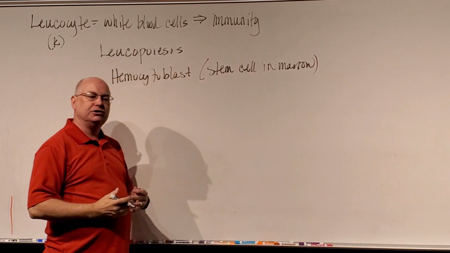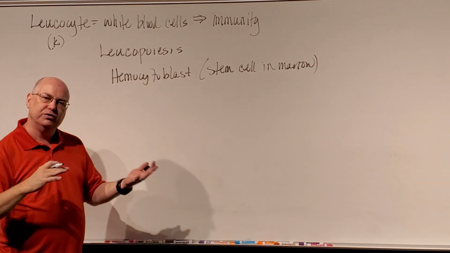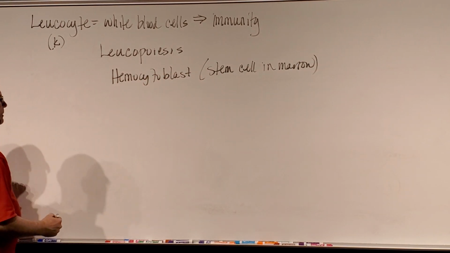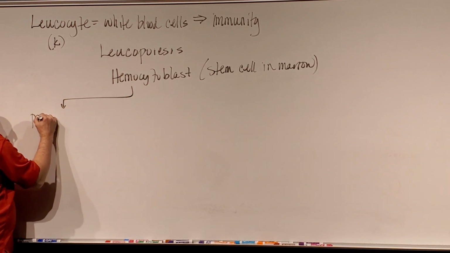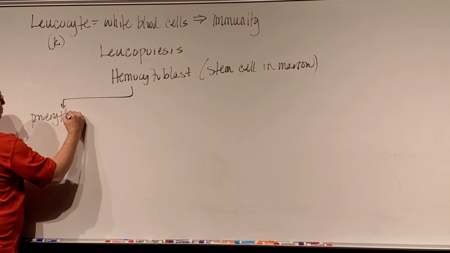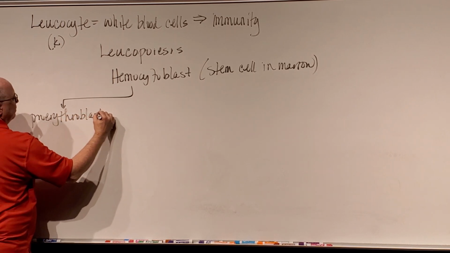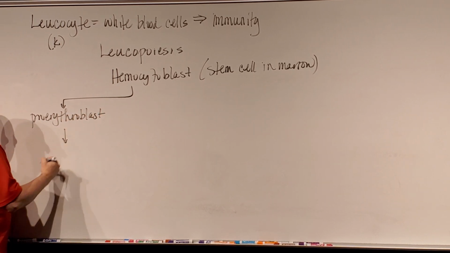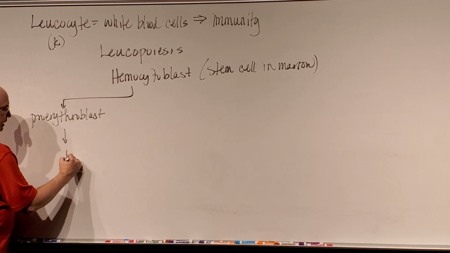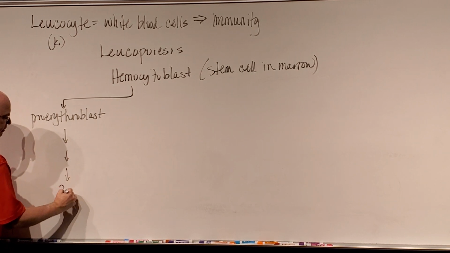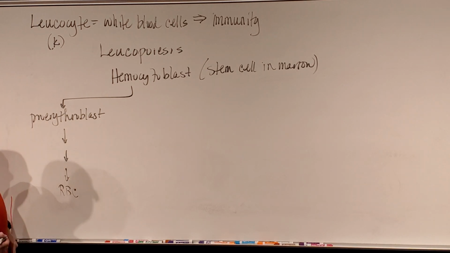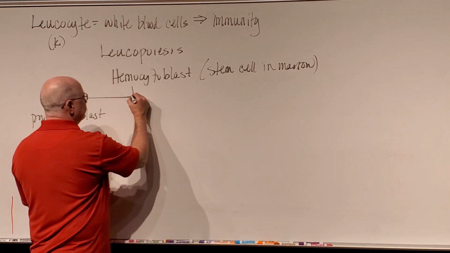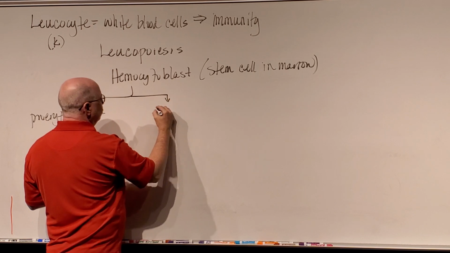These cells can start to turn off old genes and turn on new ones, start expressing different proteins. One of the things that hemocytoblasts can convert into is a pro-erythroblast. I'm not going to go through these steps, but pro-erythroblast becomes an erythroblast, a reticulocyte, and then they become a red blood cell as they go through the process. We did that in the last video. The same hemocytoblast can become a leukoblast.